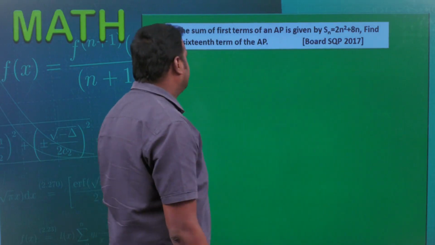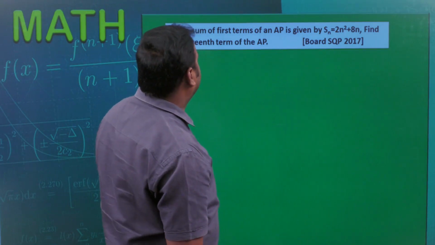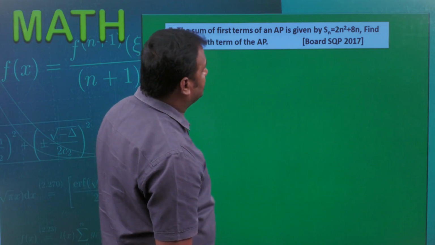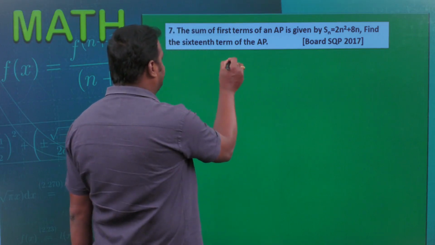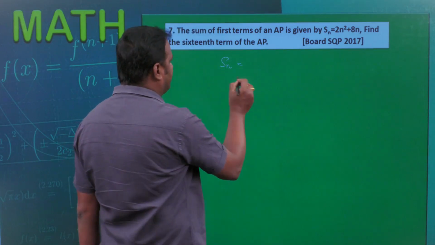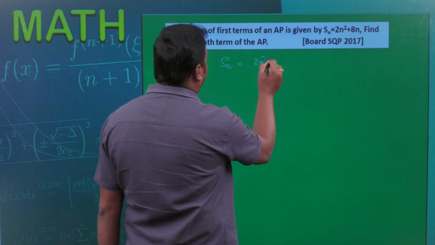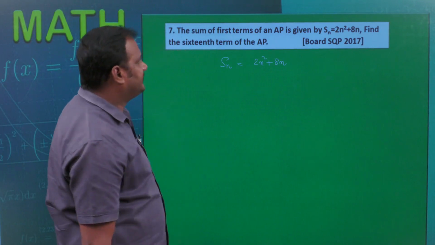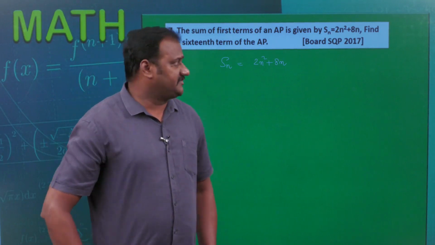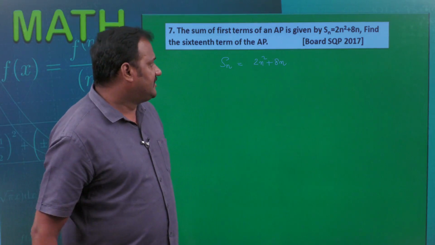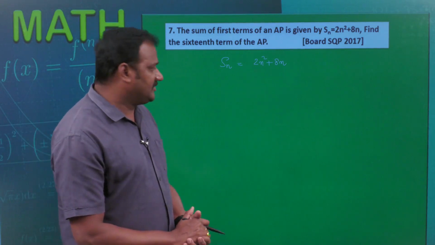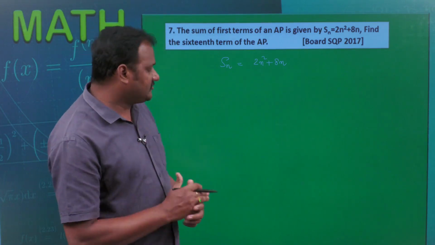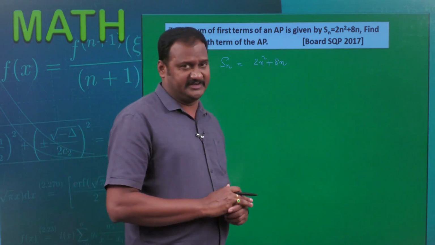Moving on to the next one, the sum of first n terms of an AP is given by Sn is equal to 2n square plus 8n. That is sum of first n terms of an AP given by 2n square plus 8n. Find the 16th term of an arithmetic progression. This is one of the most important problems. You can see this kind of problems even in 5 marks also. But here I would like to tell you one strategy to answer this problem easily.